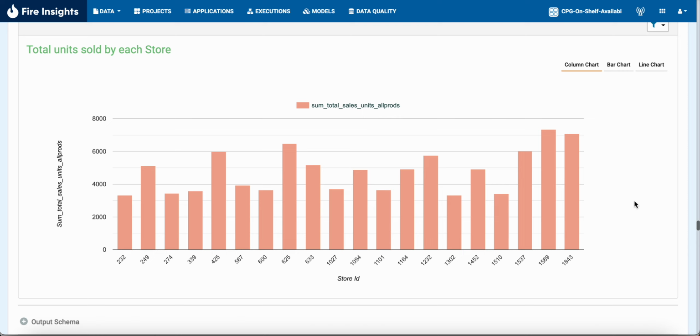Here we have the sum of total sales for the units of all products, split up by store ID. This is essentially telling us the overall performance of each store, calculated as the total number of sales of the units, not by revenue, but by the number of units sold.